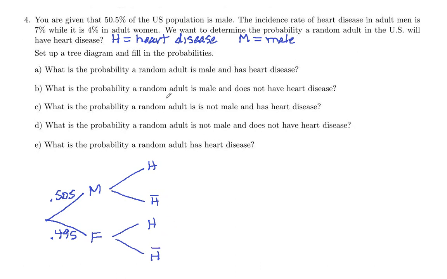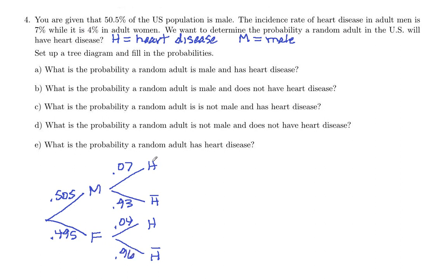And then put those probabilities of 7% heart disease in men. So given that you're male, this is 0.07. And then 1 minus 0.07 is 0.93. Remember, they always have to add to 1 on the branch. And then if you're female, it's 4%, so heart disease here will be 0.04, and 1 minus 0.04 is 0.96.